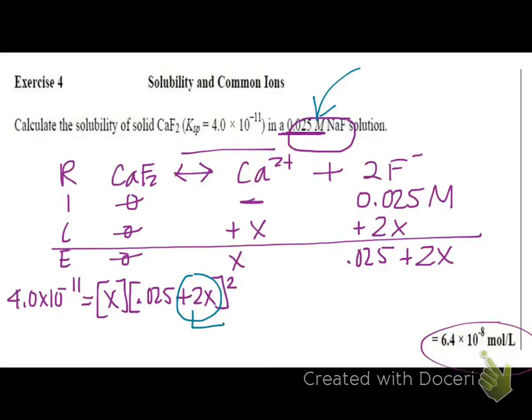And if you make that assumption, you must write that down. Say, assume negligible. Okay? And the rule is if it's within 5%.